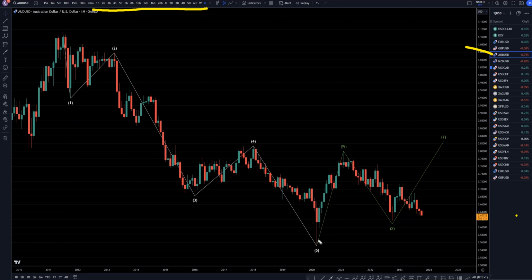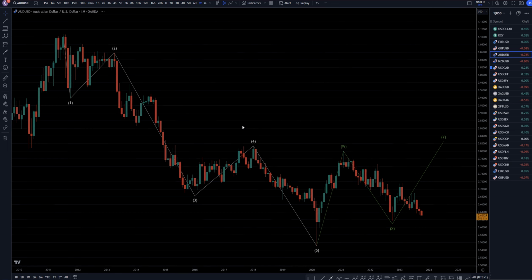So on the monthly, I still think this looks like a W. I think this looks like three ways down for an X. I still think there's a very good likelihood it could make an ABC up, which would be an ABC of wave Y, probably going all the way up and taking out these highs. So let's take a look at that on the weekly time frame.